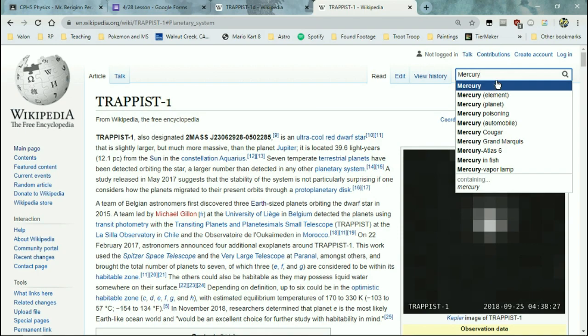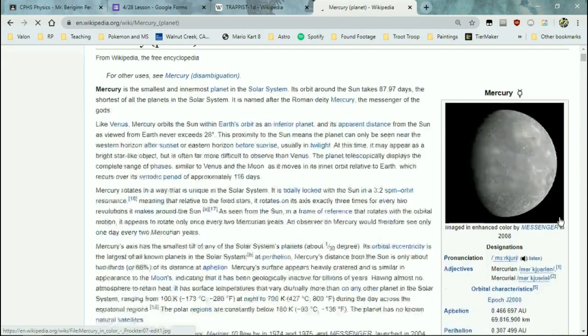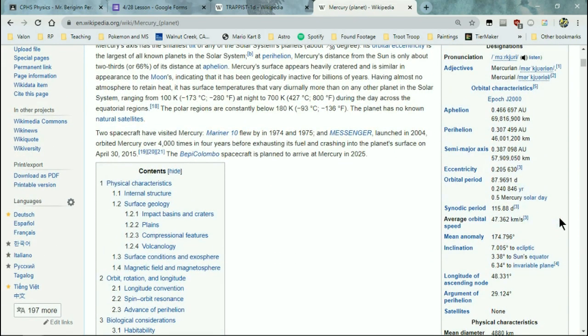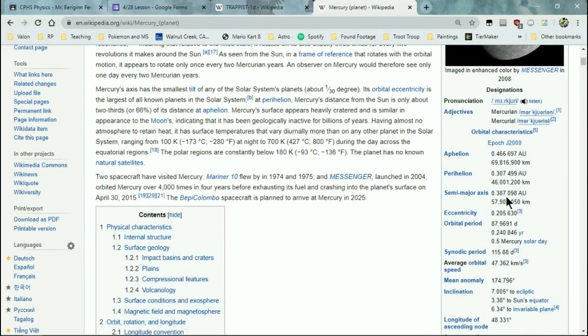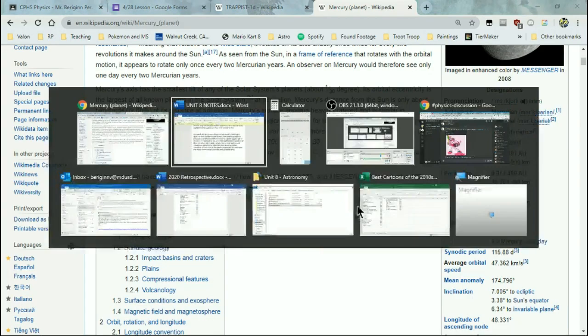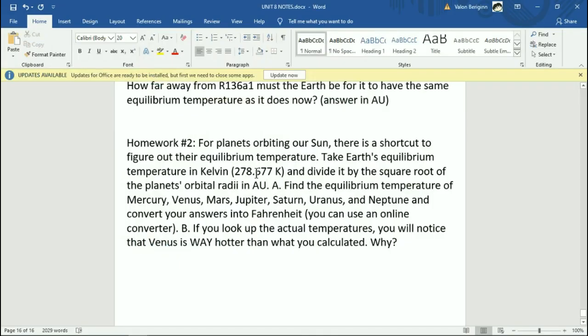Mercury planet orbital radius. Okay, so 0.387 AU. You're going to want to use the semi-major axis for all of these, by the way. So what you would do is take 278.667 and divide by the square root of 0.387, and that's your equilibrium temperature for Mercury. And repeat it for Venus, Mars, Jupiter, blah, blah, blah. And you can look up the numbers for these.